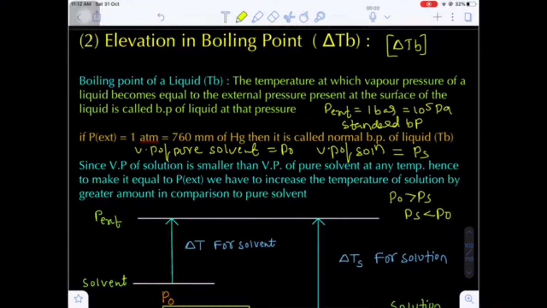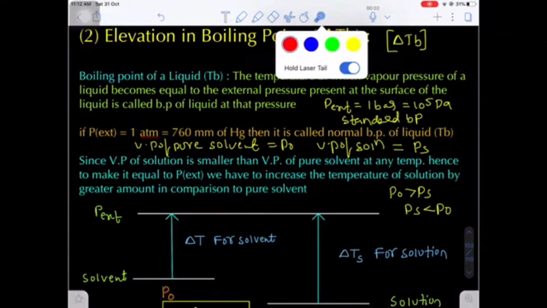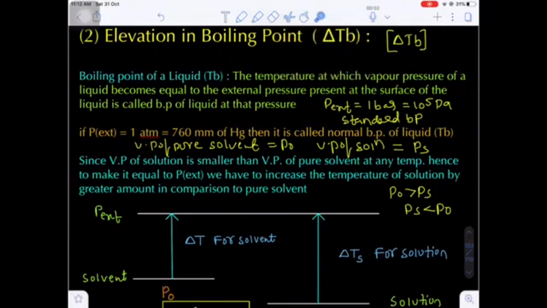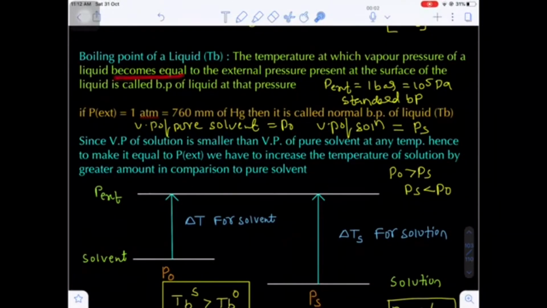Now, in the vapor pressure lecture, I explained the definition of a boiling point of a liquid. What is the boiling point of a liquid? It is the temperature at which the vapor pressure of a liquid equals the external pressure, that is, the pressure at the surface of the liquid. Once again, it is the temperature at which the vapor pressure of any liquid equals the surrounding pressure, that is, atmospheric pressure. Such a temperature is known as the boiling temperature or boiling point of a liquid.